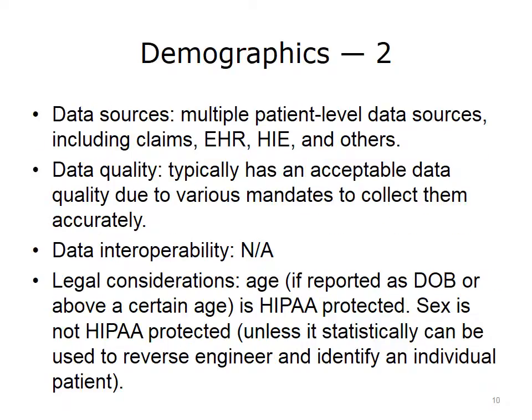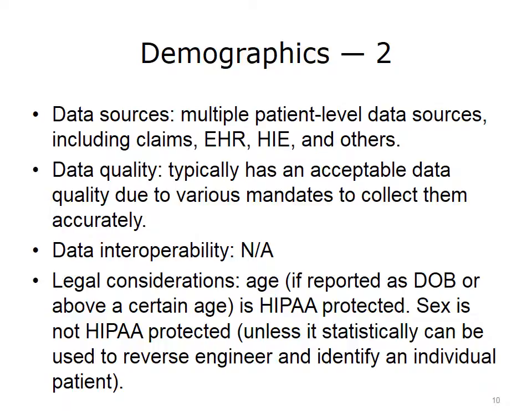Most patient-level or patient-centered data sources include demographic variables such as age and sex. For example, insurance claims, EHRs, and HIEs all capture demographic data. The quality of demographic data is often acceptable due to various mandates to collect them accurately. However, data quality is always affected by various factors, such as measurement, user mistakes, data conversion issues, and so on. There are no major interoperability issues with demographic data.